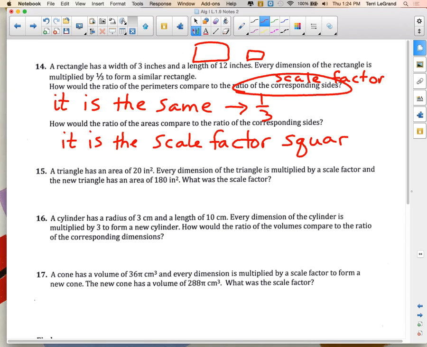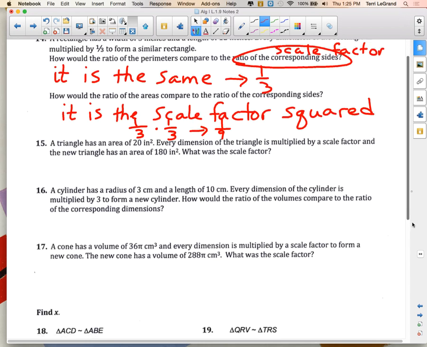Remember, ratio of corresponding sides is the scale factor. So it would be 1/3 times 1/3, which would be 1/9, not 1/6, right? 3 times 3 is 9. So the new rectangle would be 1/9 the area of that one's rectangle. 9 of these should fit on that one. Anybody have any questions on that one before we try another one?